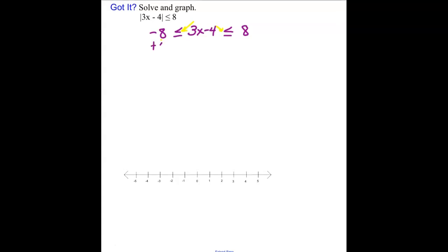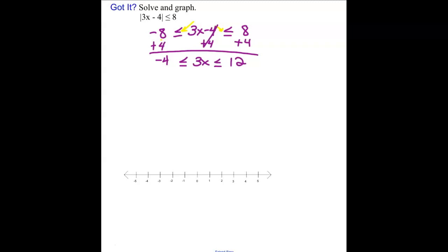Okay, let's try another one. The absolute value of 3x minus 4 has to be less than or equal to 8. So 3x minus 4 has to be somehow in between the negative version and the positive version. We want to be bigger than the -8, and we want to be smaller than the +8. Okay. To solve this, we're going to add 4 to all sides. 3x now is in between a -4 and a +12.